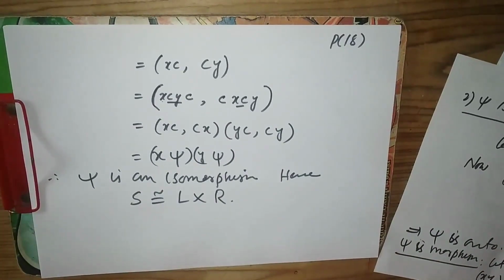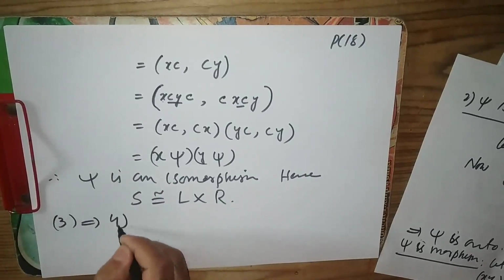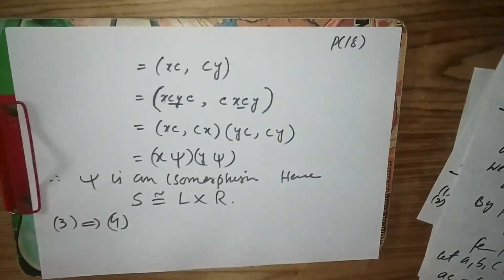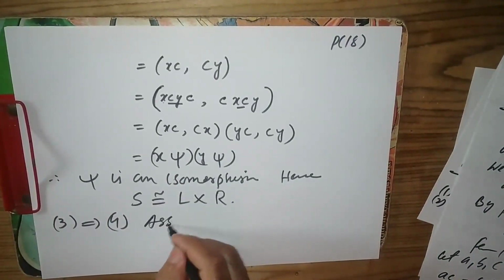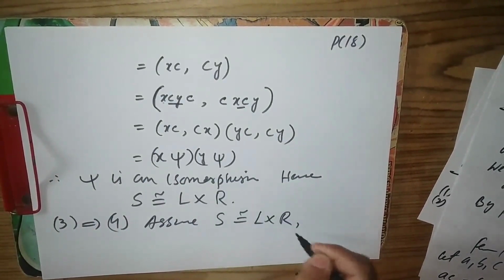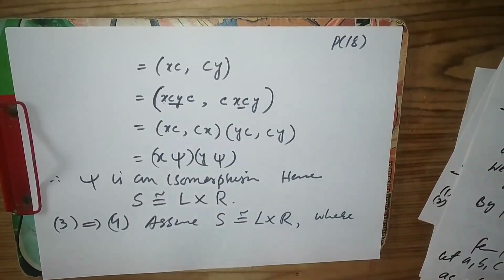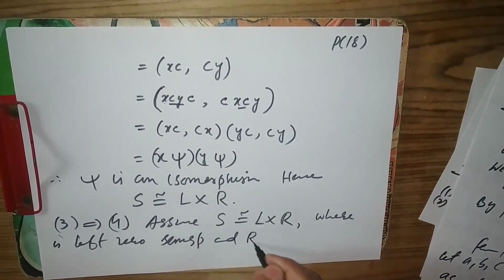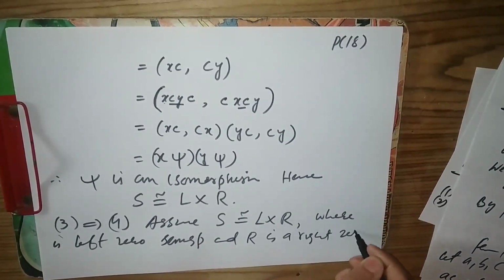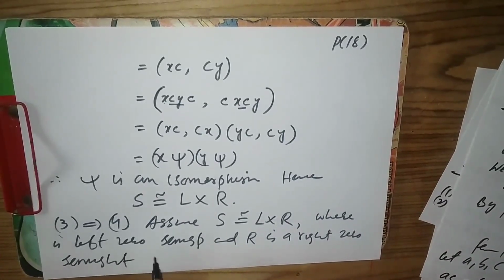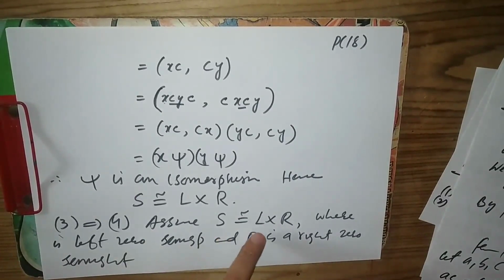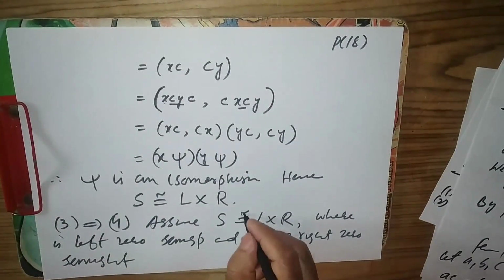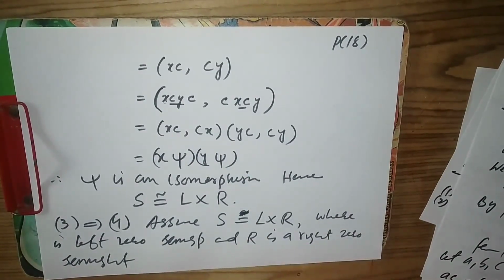So now we prove third implies fourth. What's third? Third means S is isomorphic to L cross R, where L is a left zero semigroup and R is a right zero semigroup. We need to show the fourth property. We can write equality here instead of isomorphic because they are one and the same thing.